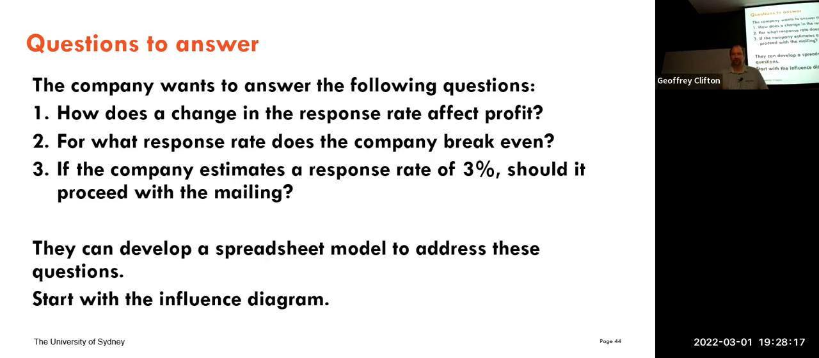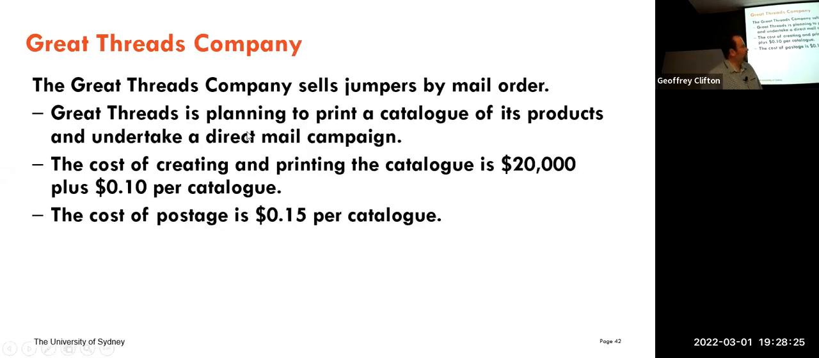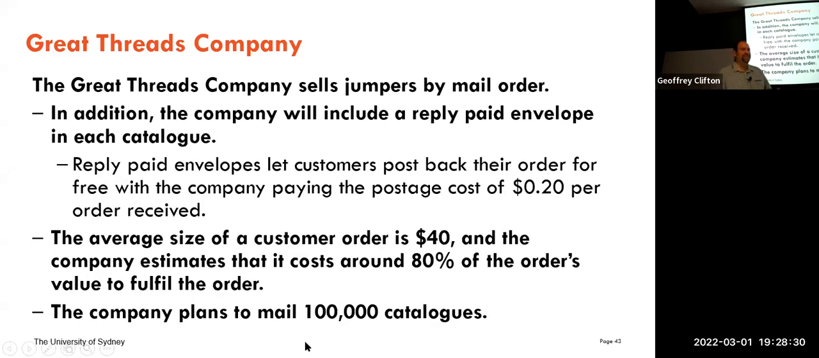The next thing that they want to know about is the unknowns. What they don't know, they know how many catalogs they'll send out. They don't know what the customers are going to purchase, but they've estimated it to be about $40. They don't know what the fulfillment cost will be, but they've estimated it to be about 80% of revenue. All that leaves is, well, how many people are going to place an order? That's the last bit of information they need.